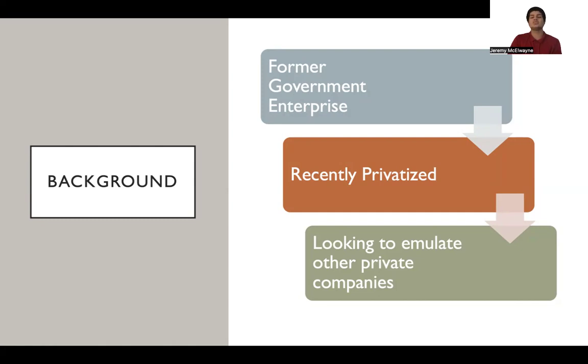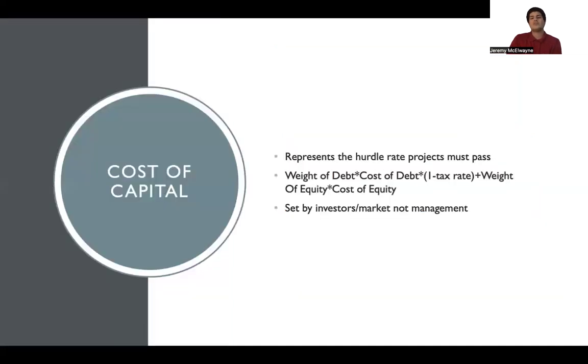She has tasked some of us to come up with a weighted average cost of capital. The weighted average cost of capital represents the hurdle rate projects must pass to deliver value to shareholders. This is the rate that IRRs of projects are compared to, and this is the discount rate used in net present value analysis. It is calculated by taking the weight of debt times the cost of debt times 1 minus the tax rate, plus the weight of equity times the cost of equity. One thing about the cost of capital: this is not set by management. This is set by investors, the market rates for things such as the cost of equity and the cost of debt.